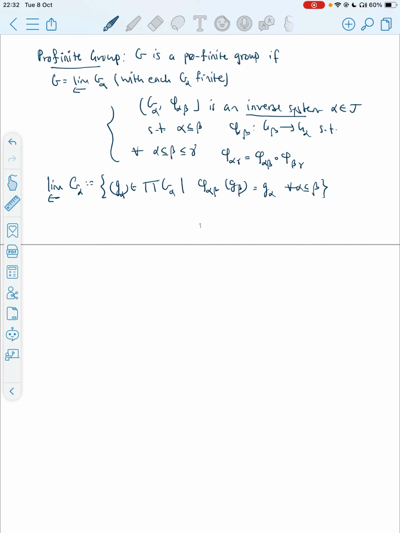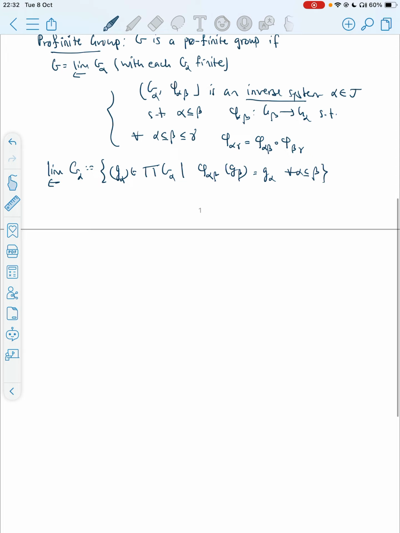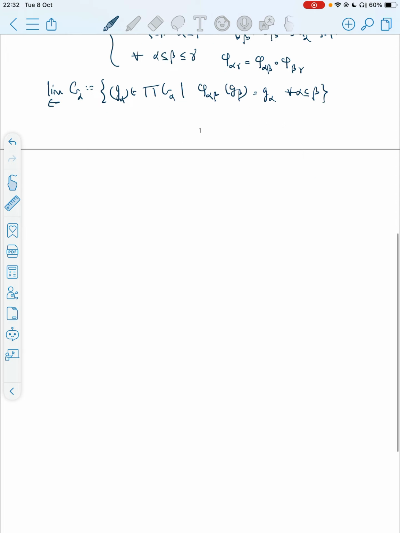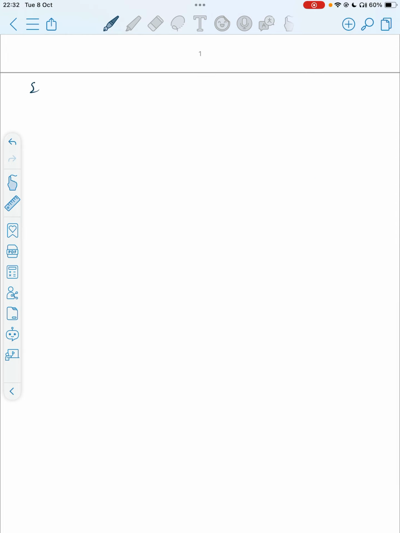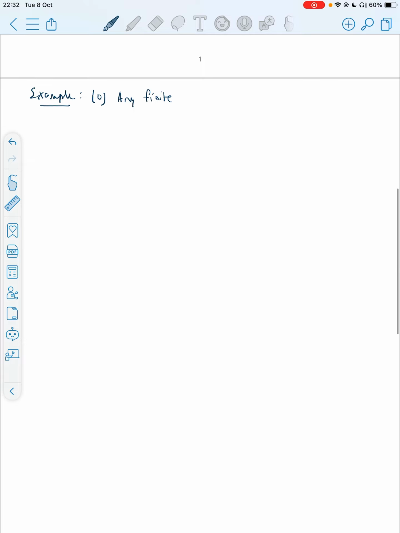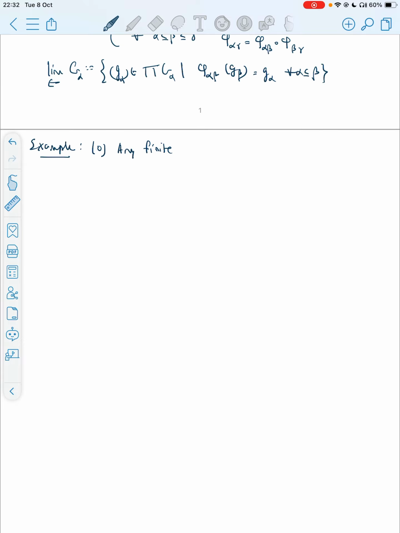So these are made up of finite groups, but they are not necessarily finite. As a trivial example, say example 0: any finite group is profinite, of course, because you can take all the G alphas to be that group itself. It's finite, and all those phi alpha beta to be the identity. So everything will hold. It's an inverse system, and the inverse limit is indeed just G.